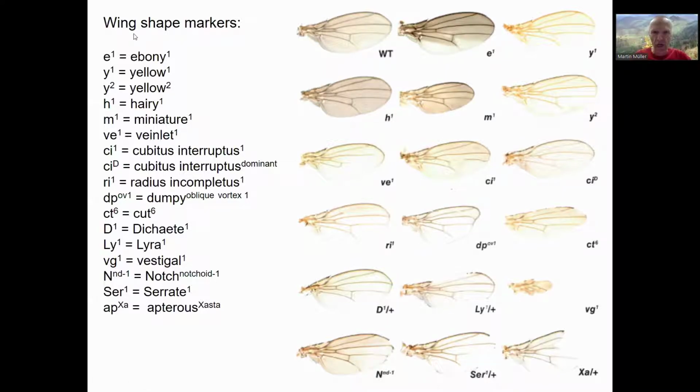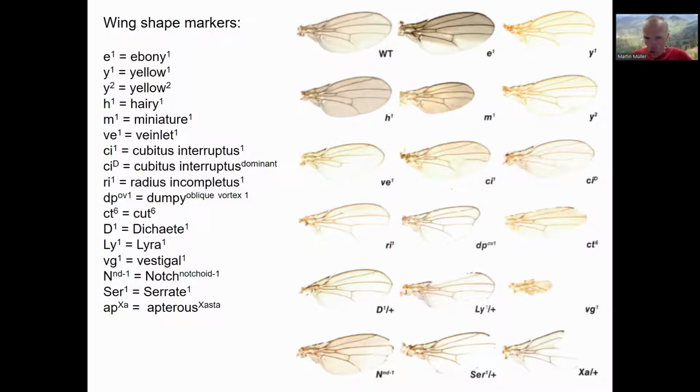Up here, we have the wild type wing. You will have a chance to look at them on Wednesday morning when Shinya is presenting his experiment. Then there again are recessive and dominant phenotypes, the markers. For example, vestigial here, very spectacular. You have only a small remnant of the wing, a vestige basically. That's why it's called vestigial.